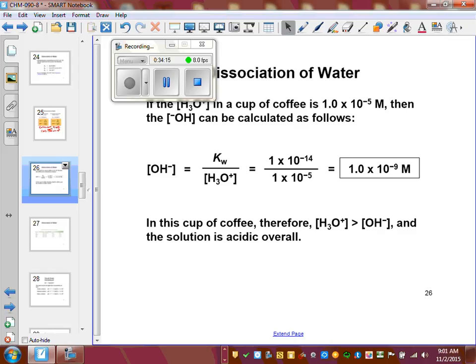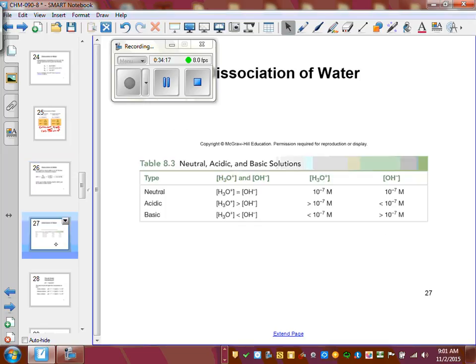So if the H3O plus concentration is equal to the OH minus concentration, the solution is neutral. If the H3O plus concentration is greater, it's acidic. If the H3O plus concentration is lower, it's basic.